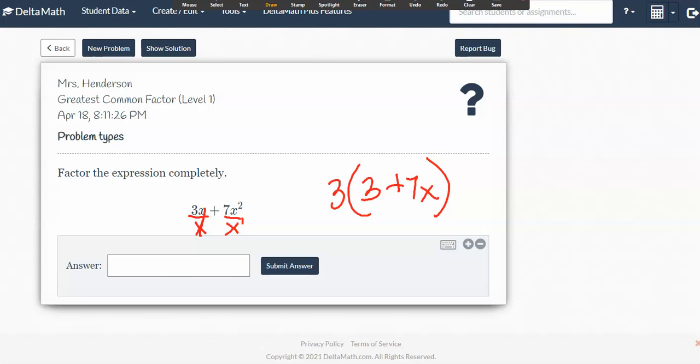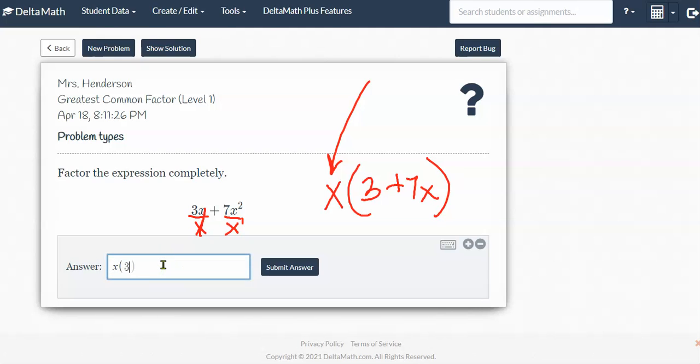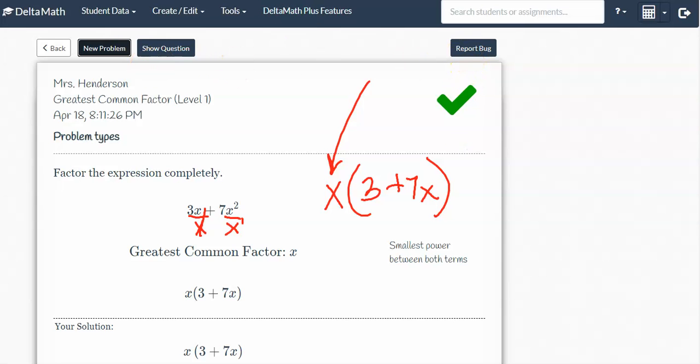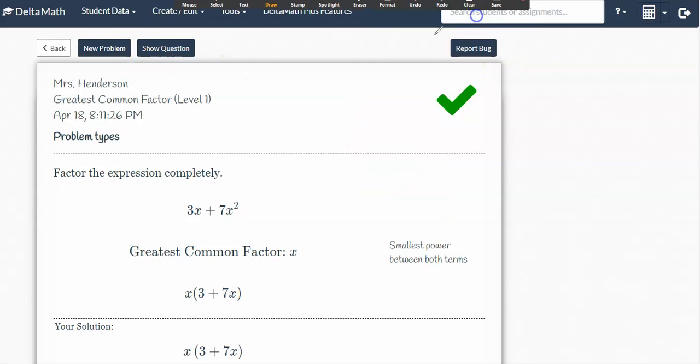So, what did I mess up here? I wrote the wrong thing outside. I meant to write what I was dividing by, which is x. That's what's supposed to go out here. What are you dividing by? That is what you are factoring. So x on the outside, parentheses, 3 plus 7x. There we go. Awesome. All right, let's clear this screen and try again.